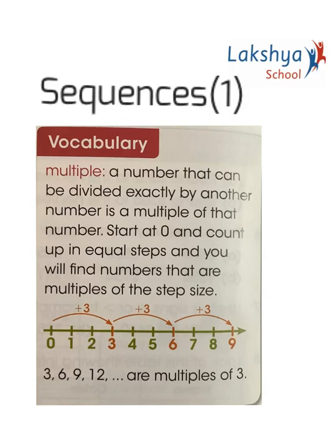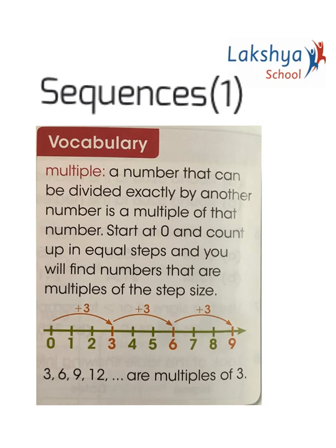Sequences. Vocabulary. Multiple. A number that can be divided exactly by another number is a multiple of that number. When you start at 0 and count up in equal steps, that is counting in 2s, 3s, 4s, etc., you will find the numbers that are the multiples of the step size.